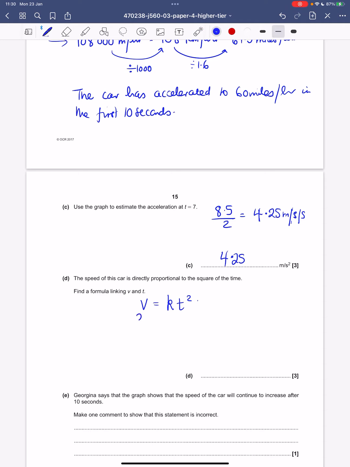So v is 30 when t is 10. K times 10 squared, t is 10. Okay, so it's K times 100. So K is 30 divided by 100, which is 0.3. So we've actually got v is 0.3 t squared.